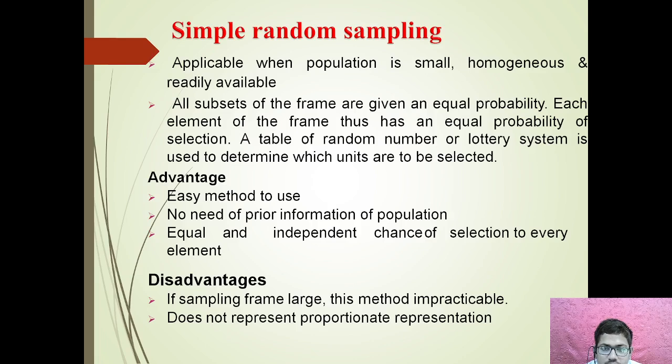All subsets of the frame are given an equal probability. Each element of the frame thus has an equal opportunity of selection. A table of random numbers or a lottery system is used to determine which units are to be selected. The advantage of this is that it is an easy method to use.